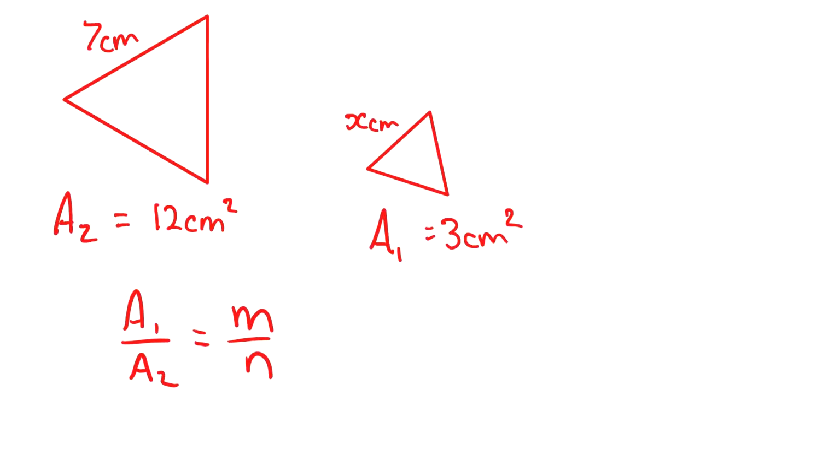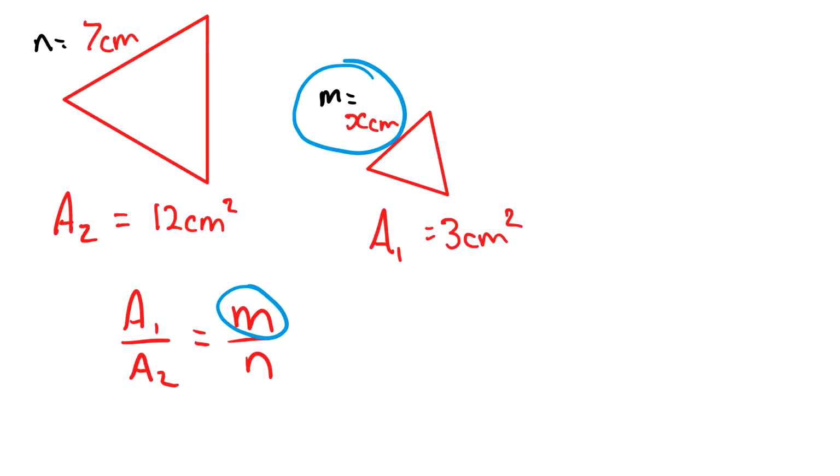As you can see, I've already labeled my areas. I've done this because I want this unknown, this M up here, to be my numerator. It just makes life a lot easier if I can set that up from the very beginning. So I've said that area 1 is my 3, M is my X, and then area 2 is going to be 12 and N is going to be 7.